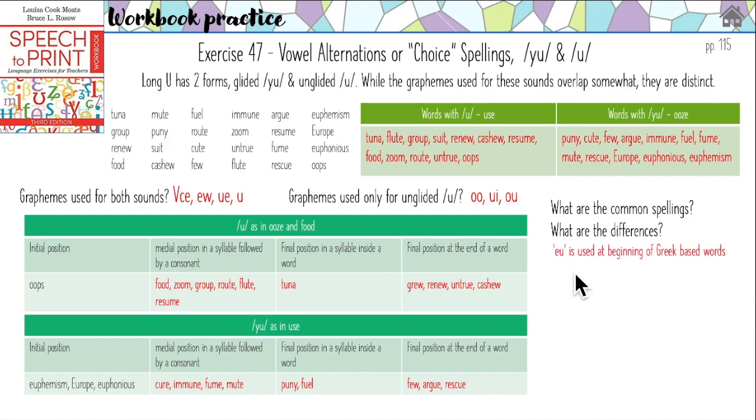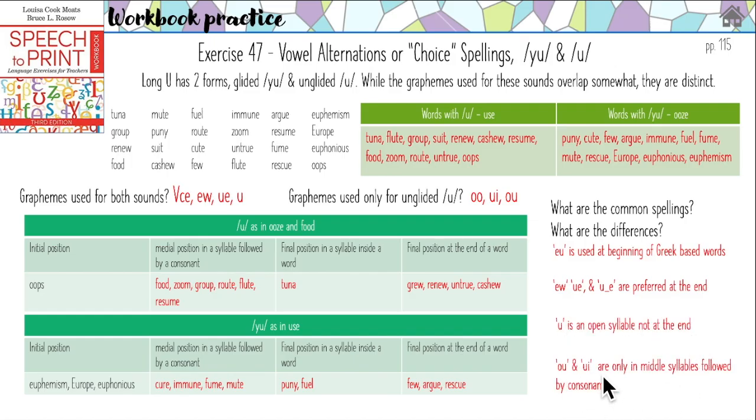Okay? So EU is used at the beginning of Greek-based words. EW, UE, and U consonant E are preferred at the end. U is an open syllable, so it's not going to be at the end. OU and UI are only in middle syllables followed by consonants. So these are some of those rules that we can help those with.